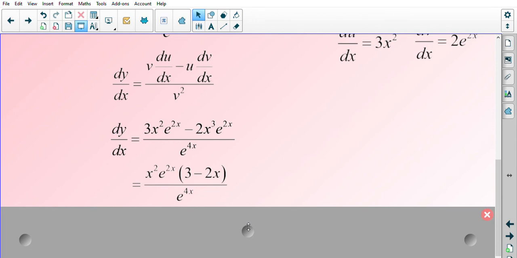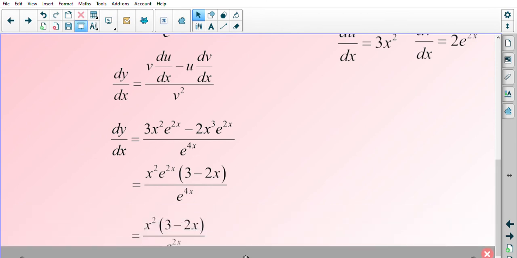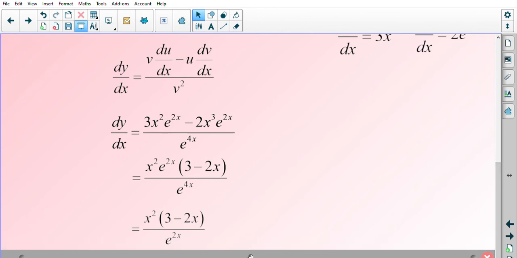I can actually cancel out my e to the 2x on this line with the e to the 2x that would have been there. Remember, that was e to the 2x squared, which means there was two lots of e to the 2x there, it was e to the 2x times an e to the 2x, so I can cancel one with one of them, which means I would get as my final answer x squared bracket 3 minus 2x as my numerator, and as a denominator e to the 2x.